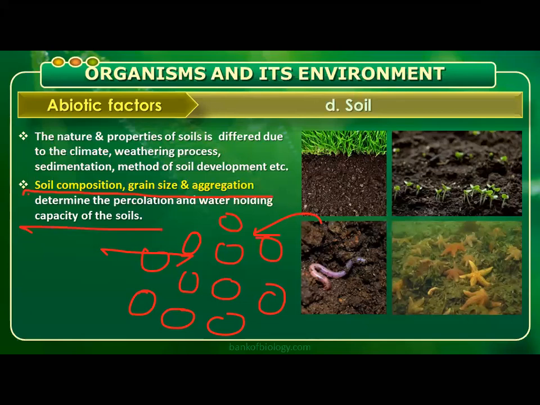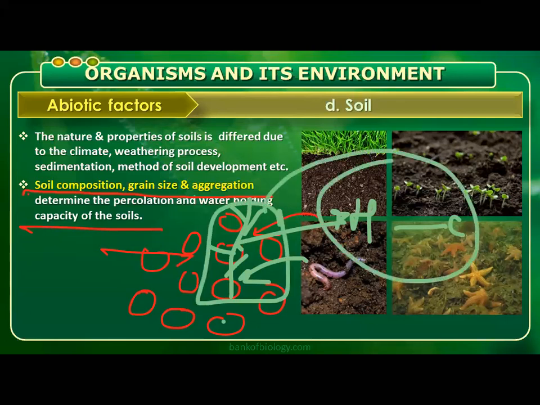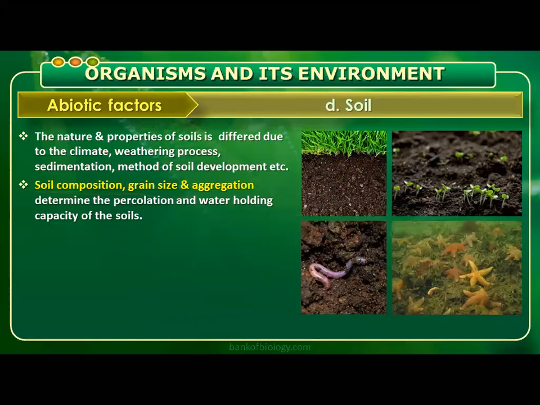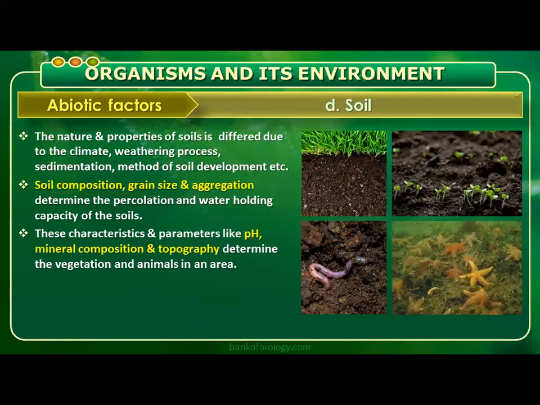So how does it relate to the organisms? Simple: if the soil cannot hold more water, then fewer plants will come. If the plants are fewer, automatically the herbivores will be fewer, then the carnivores will be fewer. So the soil composition affects the flora, followed by the fauna. Optimum composition, grain size, and aggregation give more flora and more fauna with rich species diversity, species richness. That much effect we have.